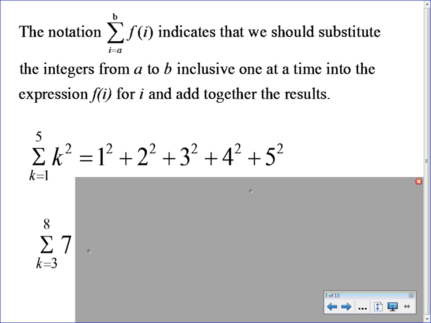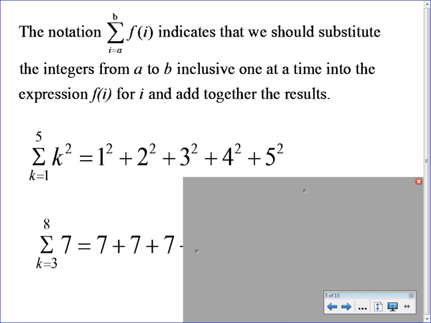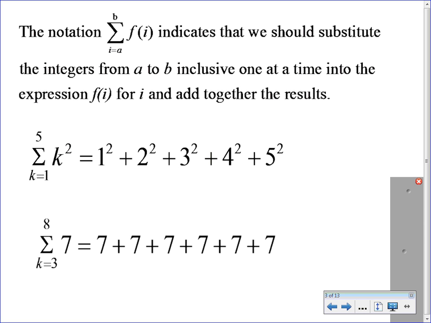What about this one? The sum from k equals 3 to 8 of 7. We're going to add 7 together 6 times because you plug in 3, 4, 5, 6, 7, 8. So it ends up being 6 times 7.